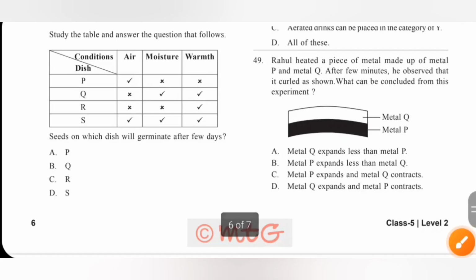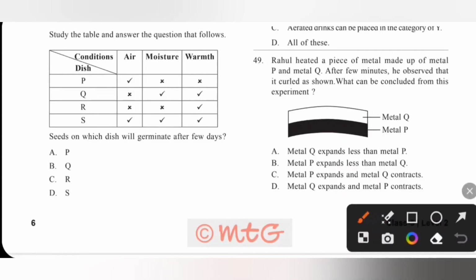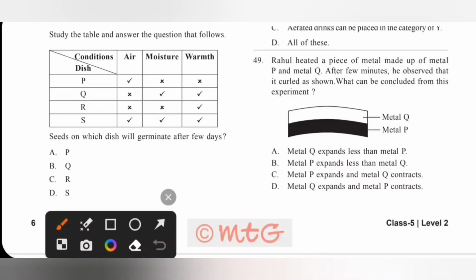49. Rahul heated a piece of metal made up of metal P and metal Q. After few minutes, he observed that it curled as shown. What can be concluded from this experiment? From this experiment, we can conclude that metal P expands less than metal Q. So option B is the correct answer. Option B.